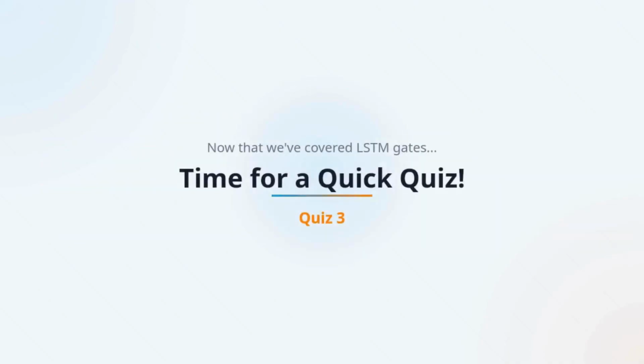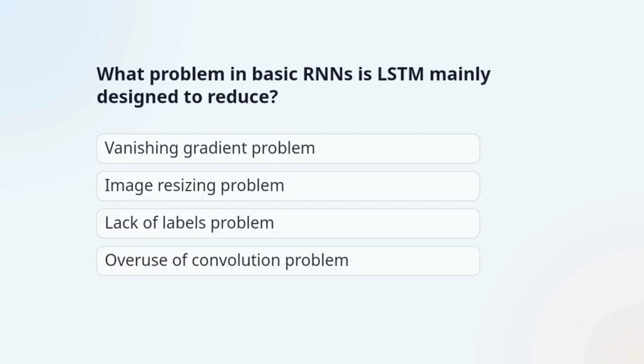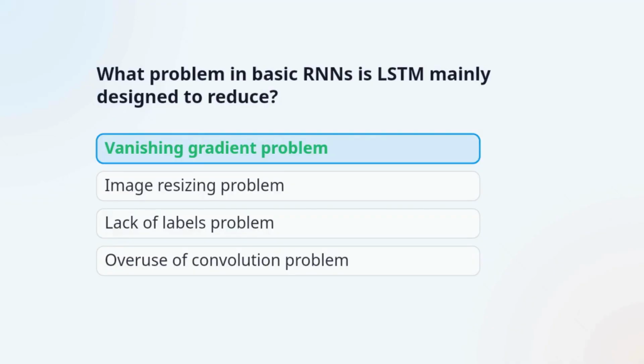Now that we've covered LSTM gates, let's test what we've learned so far. Here's quiz number 3. See if you can get it right. Question 1. What problem in basic RNNs is LSTM mainly designed to reduce? The correct answer is vanishing gradient problem. LSTM was introduced to help networks preserve useful information over longer sequences, reducing the vanishing gradient issue.